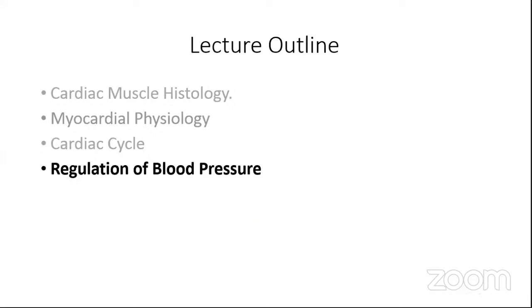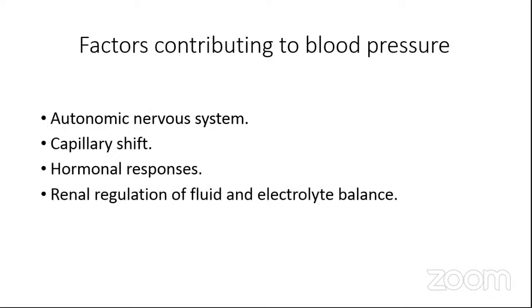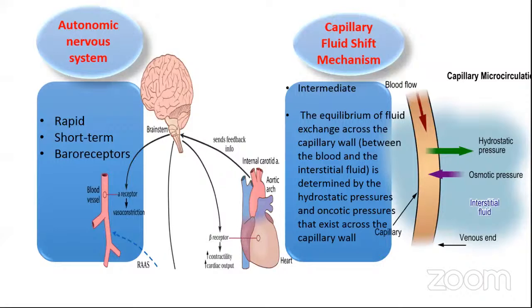Coming to the last idea that I will talk about in my presentation, which is the regulation of blood pressure. Let's have an overview of factors contributing to blood pressure. There are four main mechanisms controlling normal arterial blood pressure. Autonomic nervous system: this is the most rapid response mechanism, and it's short-term regulation.